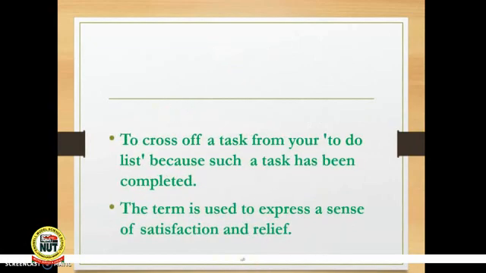So the next, mark off. What does it mean to mark off? To mark off means to cross off a task from your to-do list. I don't know how many of you have a to-do list or make a to-do list. A to-do list is a kind of list you have for each day or for the week where you have all the activities you want to carry out. Okay? Because such a task has been completed.